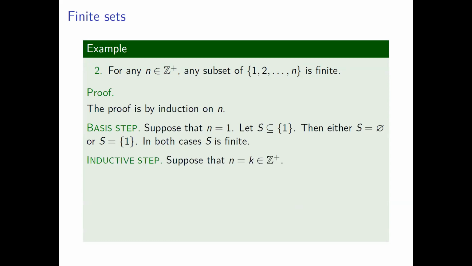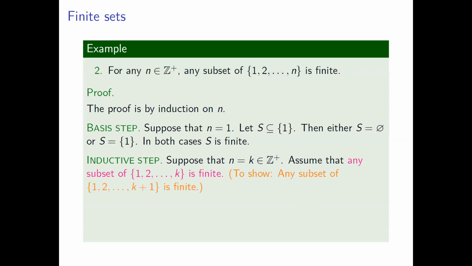Now we go to the inductive step. Suppose that k is a positive integer and that n is equal to k. For the induction hypothesis, we assume that the result holds for n equals k. That is, assume that any subset of the set of integers from 1 to k is finite. We need to show that the result holds for n equals k plus 1. That is, we need to show that any subset of the set of integers from 1 to k plus 1 is finite.